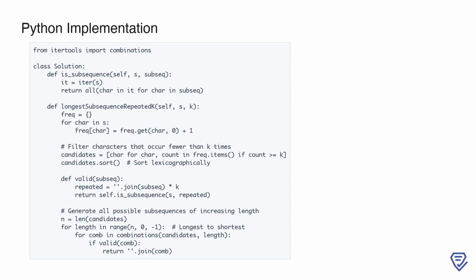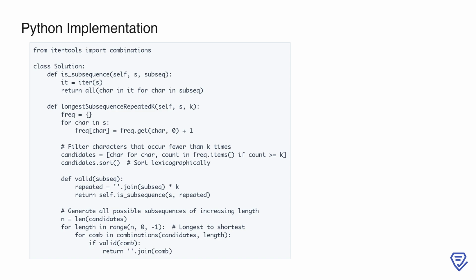Then, we define the main method, longestSubsequenceRepeatedK, where we begin by counting the frequency of each character in the input string s. Using a dictionary, we increment the count for each character as we iterate through the string. Afterward, we filter out characters that occur fewer than k times, since they cannot possibly form a valid subsequence repeated k times. These filtered characters are stored in the candidates list, which we also sort lexicographically to ensure any resulting subsequence will be in the correct order.